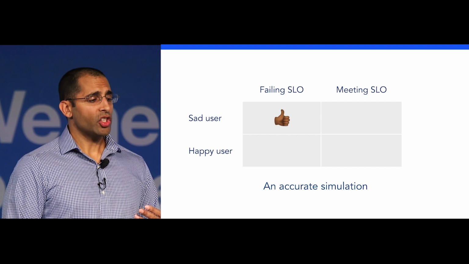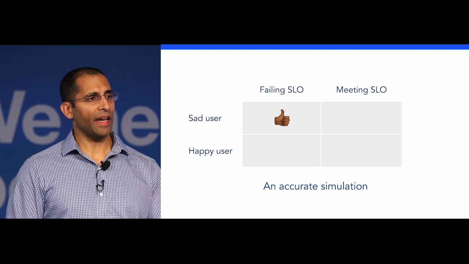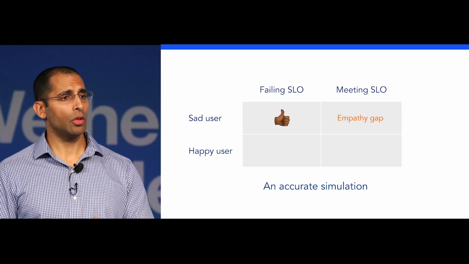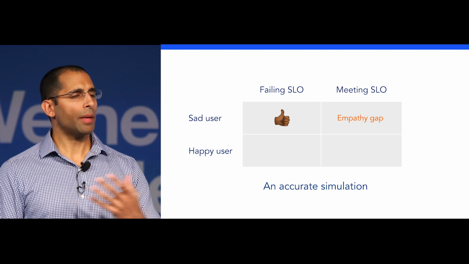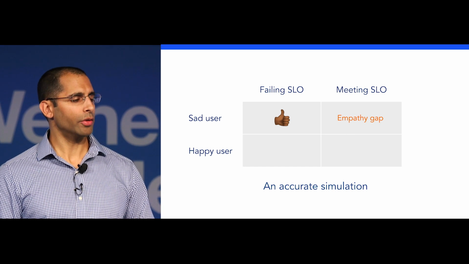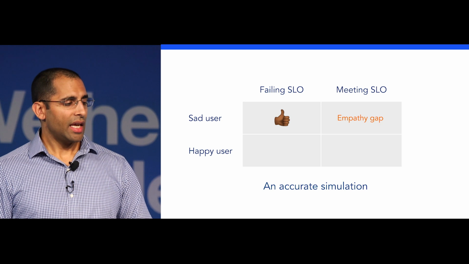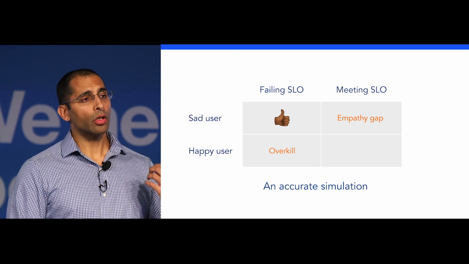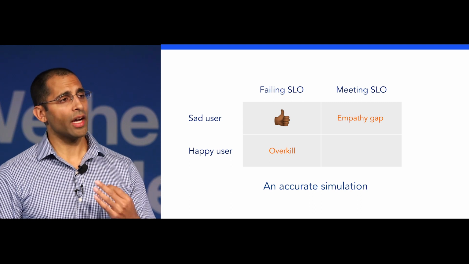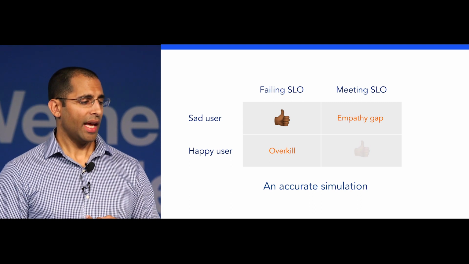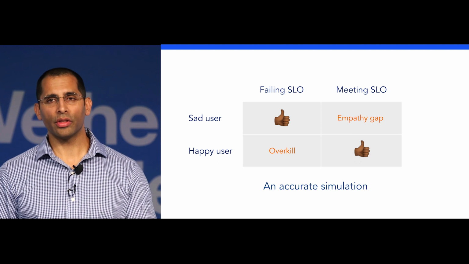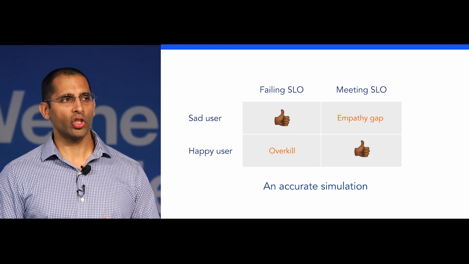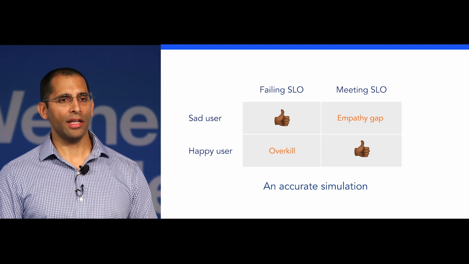An ideal situation is when you have a sad user, you have a failing SLO. On the other hand, if your user is sad and you're meeting your SLO, that's an empathy gap. There's something that your SLOs are missing about what your user needs. If you're failing your SLO, but your user is happy, that's a sign that you're going for overkill. You're trying harder than you actually need to. And then if you're meeting the SLO and your user is happy, that's a good state. And this means your SLOs represent an accurate simulation of what your users are feeling and what they need.